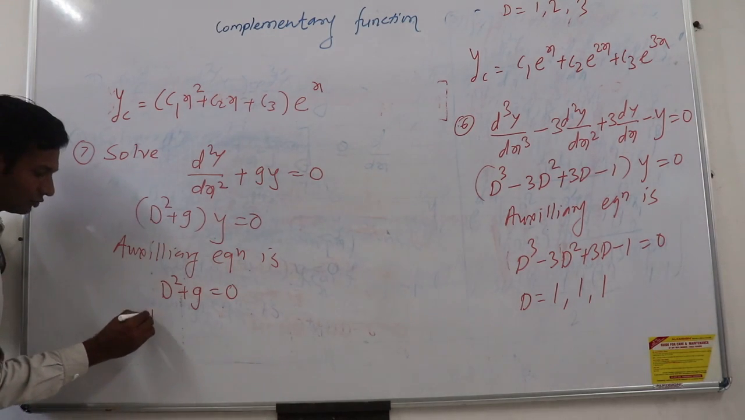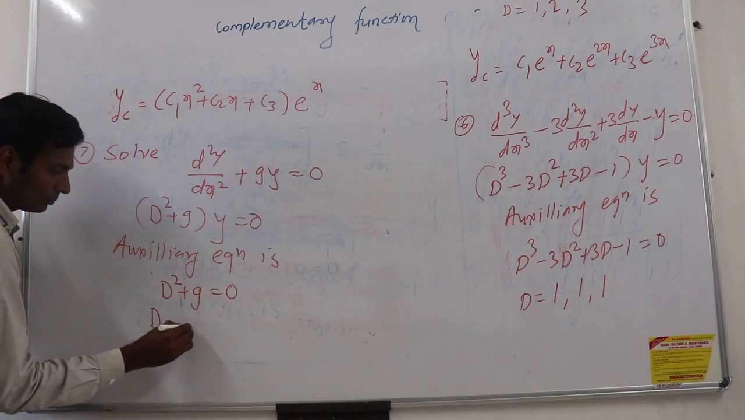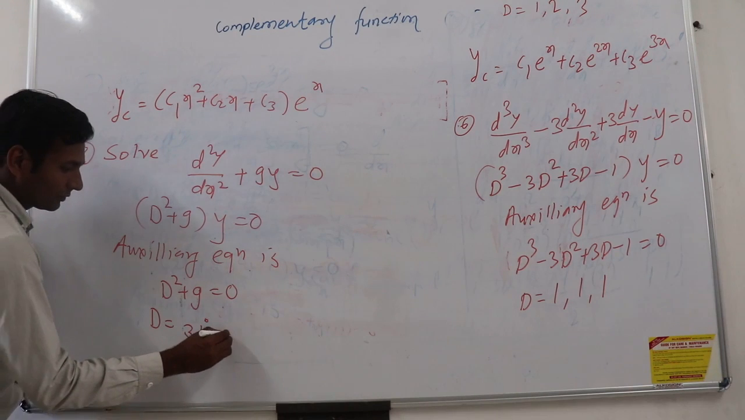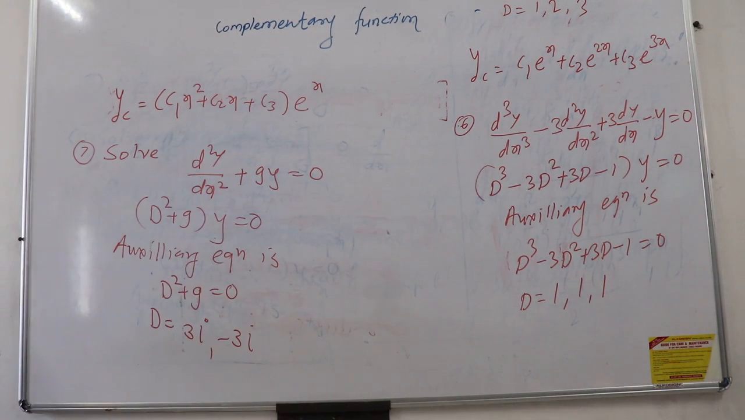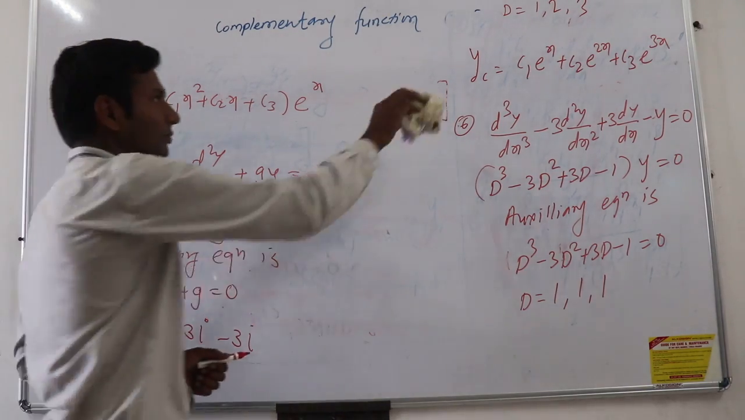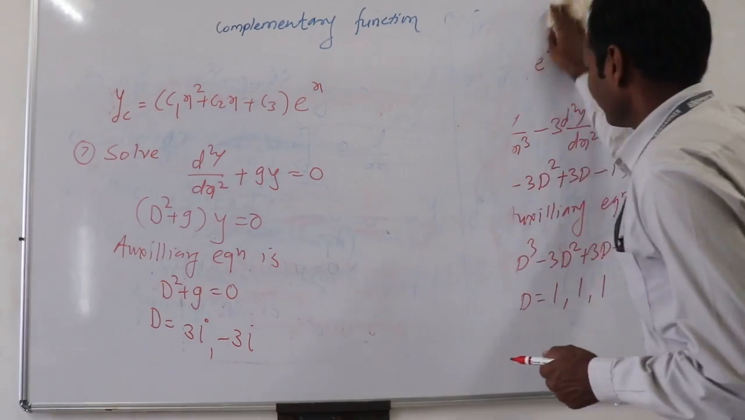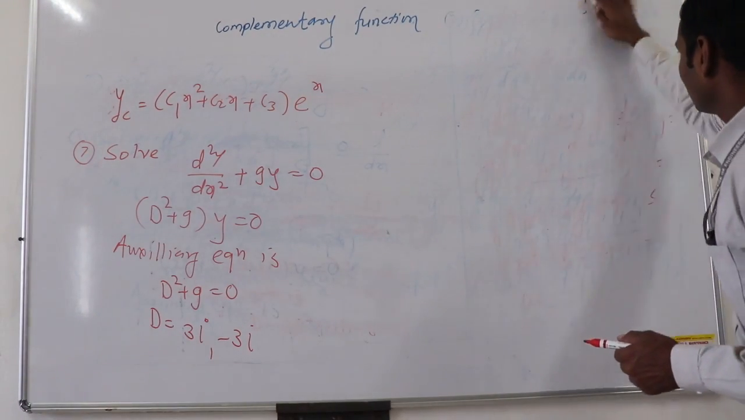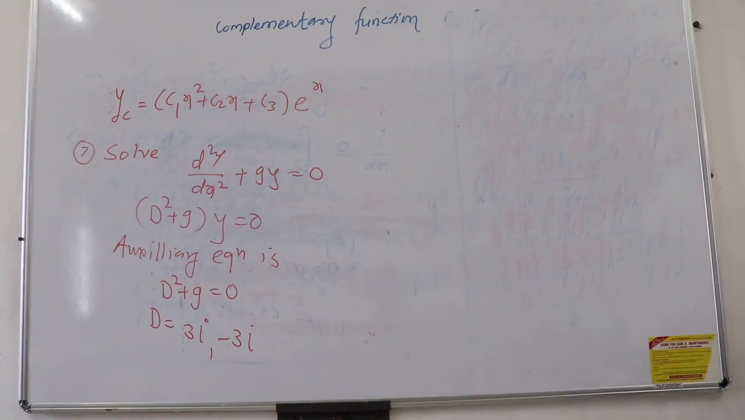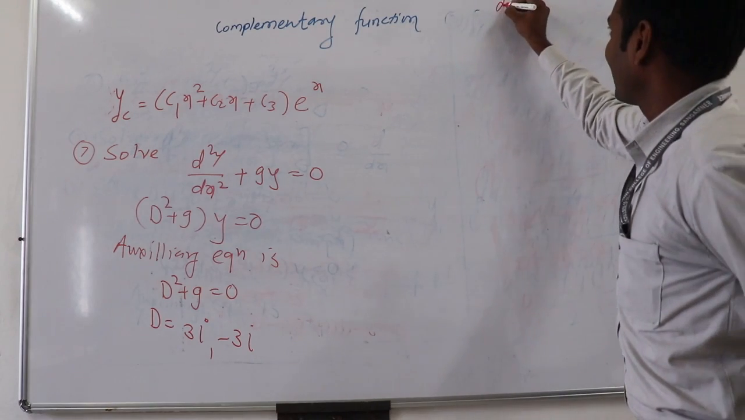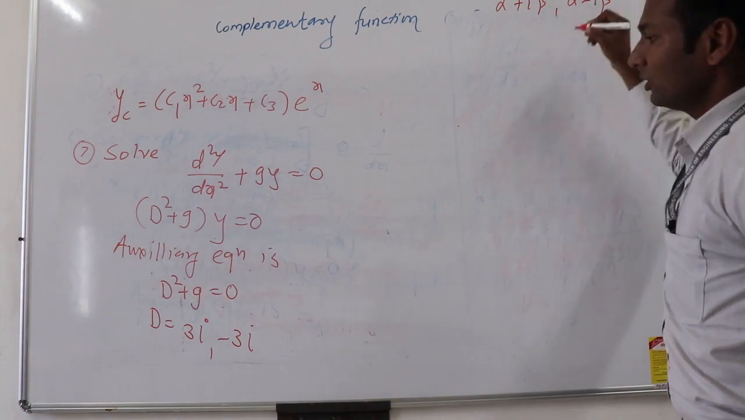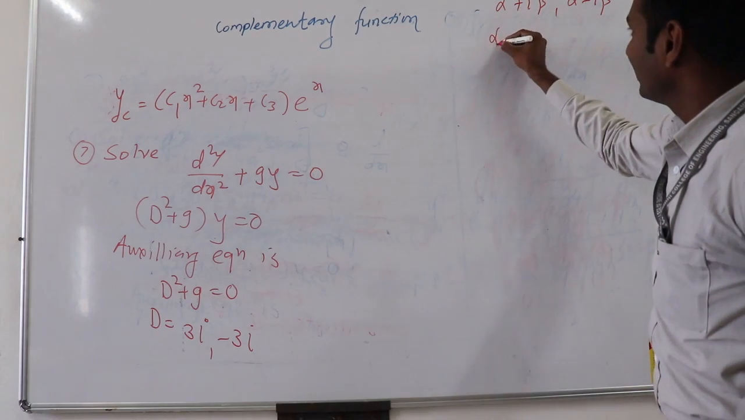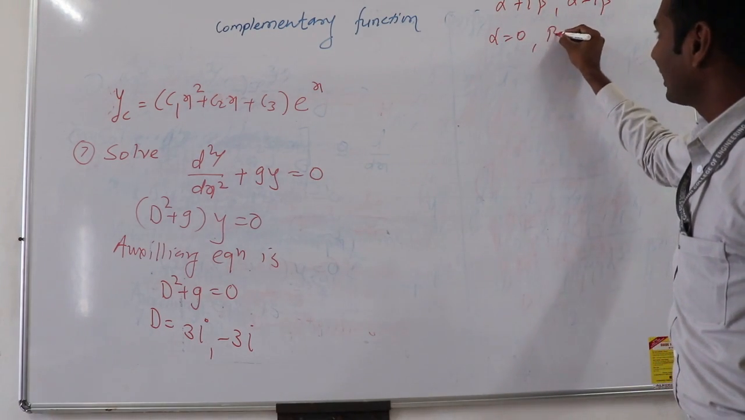By finding its roots, we get d is equal to plus 3i, minus 3i. So these roots are imaginary and also distinct. So we have to use case number 3 for it. In case number 3, our roots are of the type alpha plus i beta and alpha minus i beta. So comparing with this, we get alpha is 0 and beta is 3.